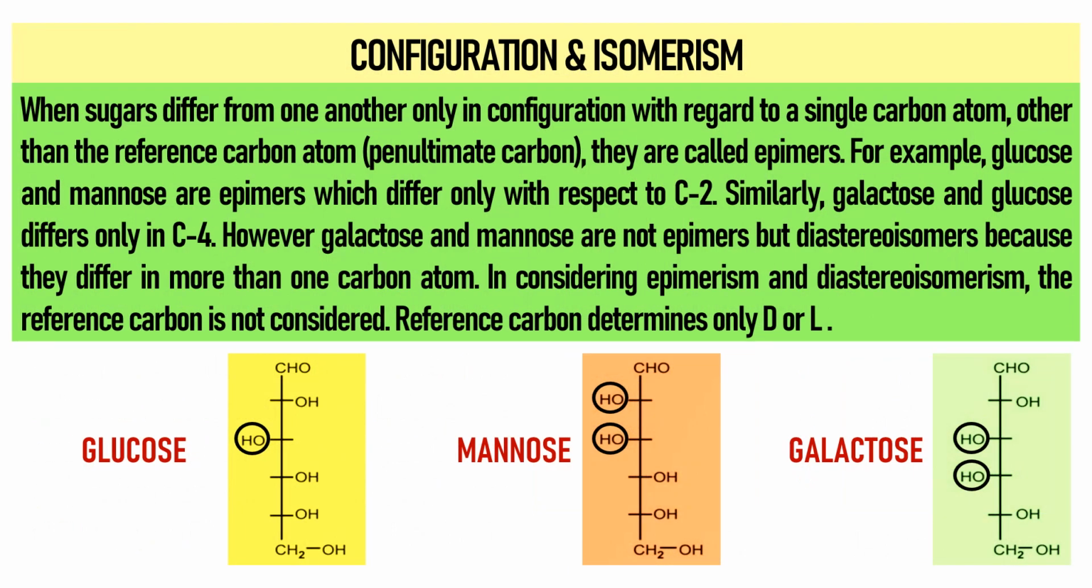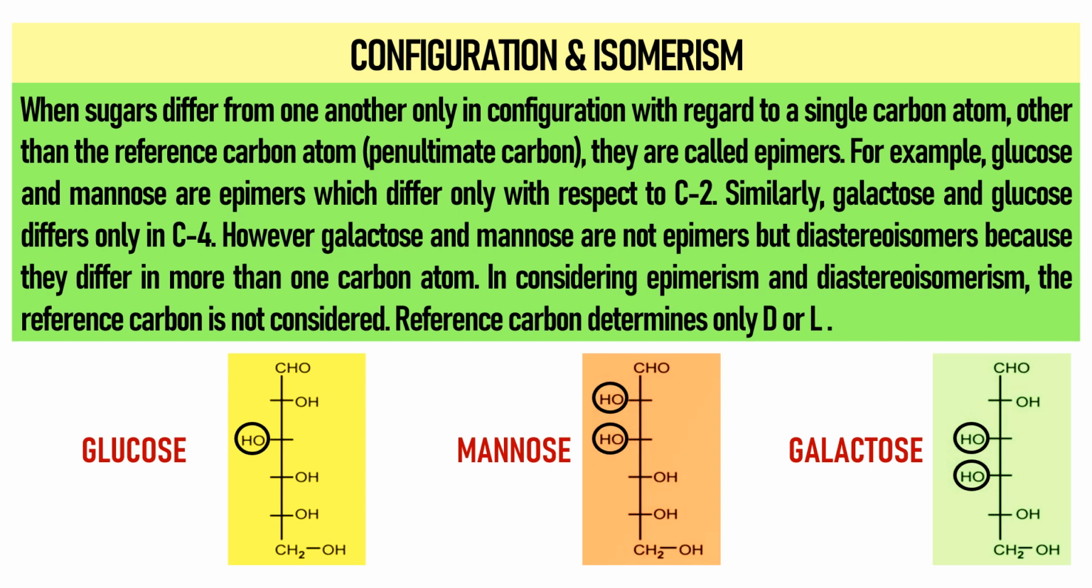Regarding different configurations and isomerism, when sugars differ from one another only in configuration with regard to a single carbon atom, other than the reference carbon atom, they are called epimers. For example, glucose and mannose are epimers which differ only with respect to carbon 2. Similarly, galactose and glucose differ only in carbon number 4.